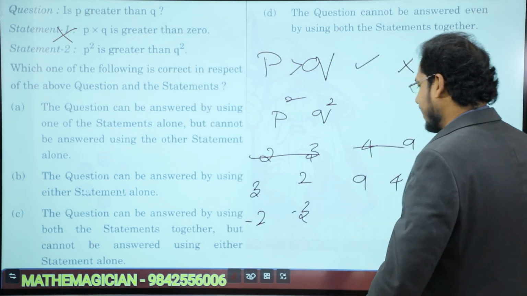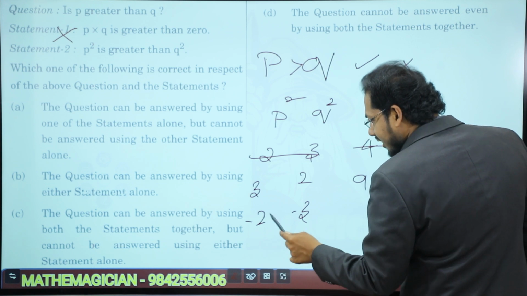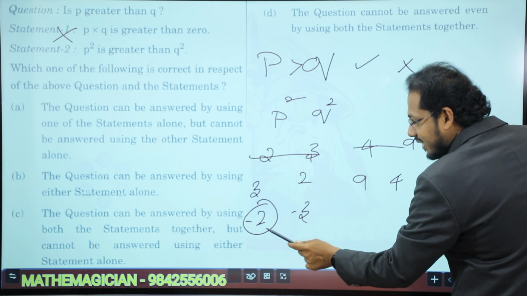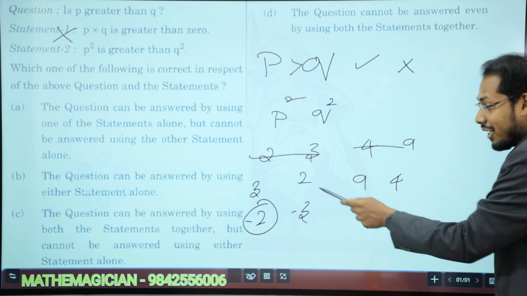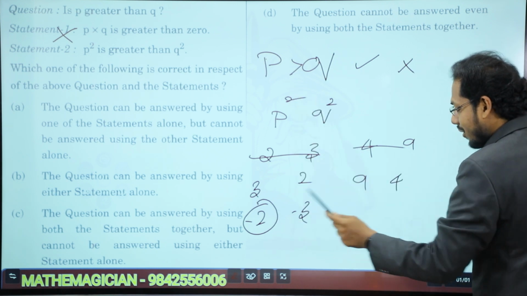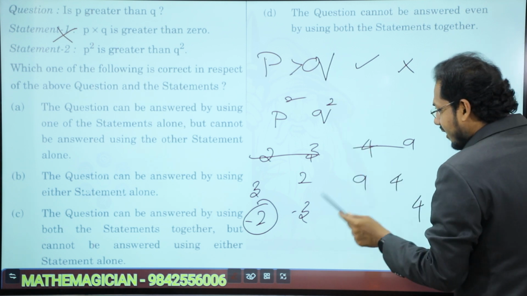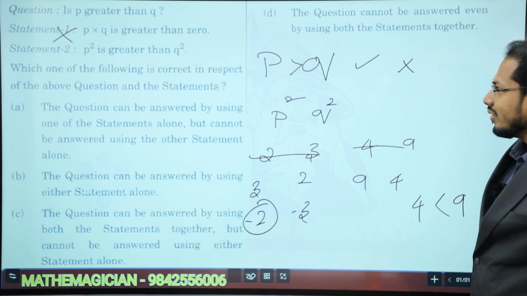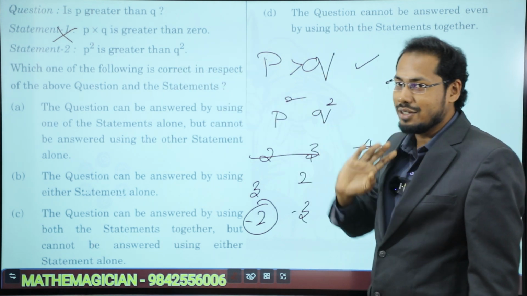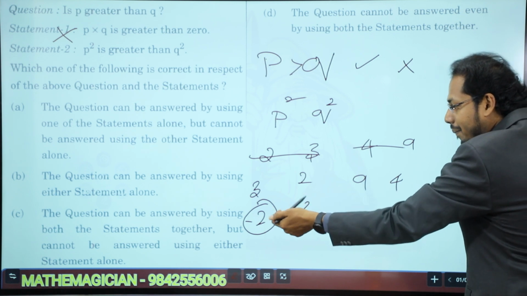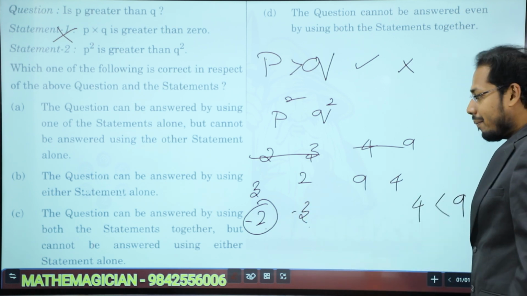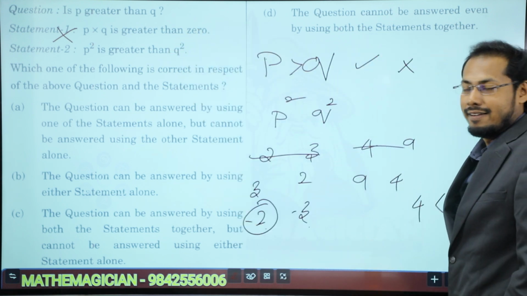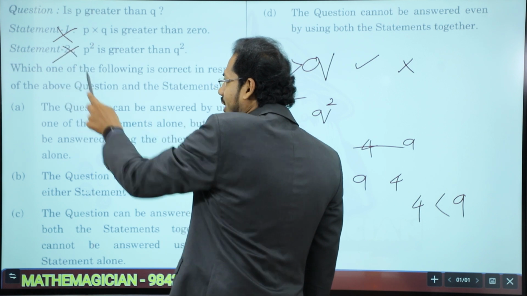P is greater than Q. Yes. Come here. Which is greater? Minus 2 is greater. Please look at this clearly. This is the greater number, this is the smaller number. Minus 2 is the greater number. So for the greater number, 2 square is 4 and 3 square is 9. Here it is not right. They say P square is greater than Q square. Yes, P square value is greater, P is greater and Q is the lesser value, but that is not satisfied: P is not greater than Q. So this is also wrong.